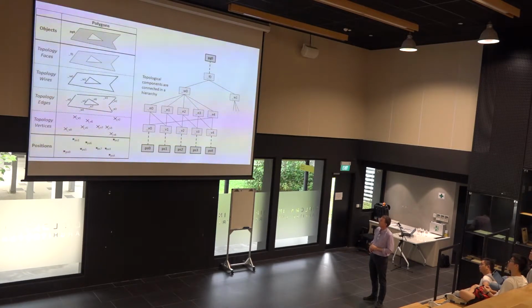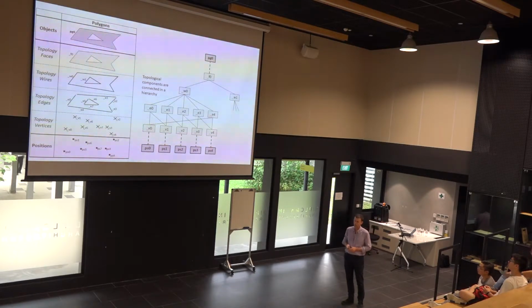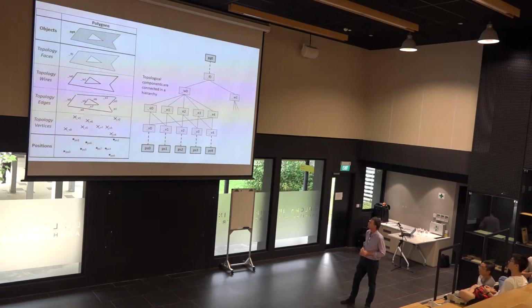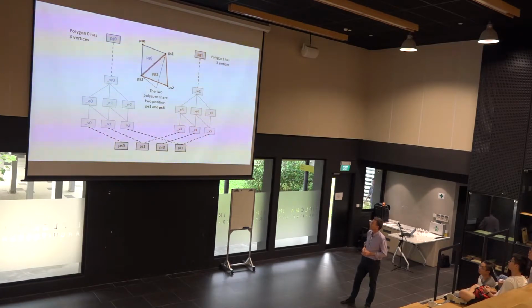And when you create that kind of structure, this is what it looks like. You have a polygon, and then the polygon has a face, and the face has wires, and it actually breaks down all the way to the X, Y, Z coordinates at the bottom. The positions are X, Y, Z coordinates. I won't go into that one.